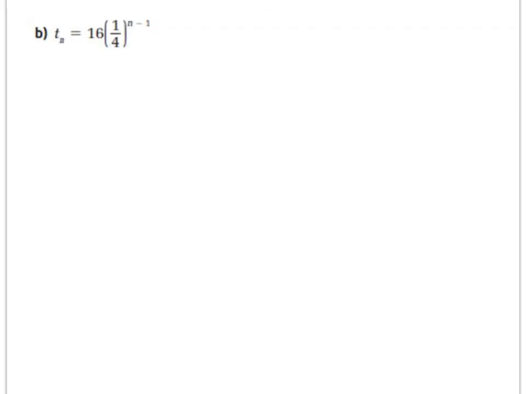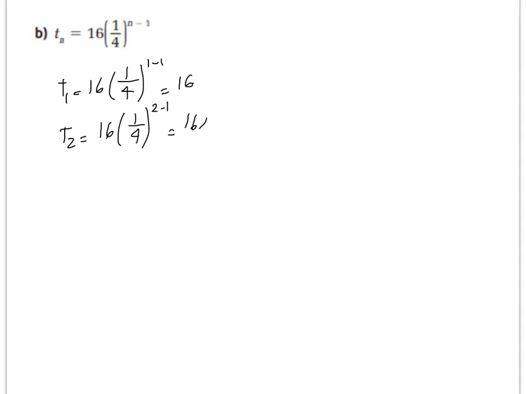The next example is t sub n is equal to 16 times 1 over 4 to the power n minus 1. Again, t1 is 16 times 1 over 4 to the power 1 minus 1. So 1 minus 1 is 0, 1 over 4 exponent 0 is 1, so I get 16. T sub 2 is 16 times 1 over 4 to the power 2 minus 1, which is 1, so it's going to be 16 times 1 over 4, which is 4.